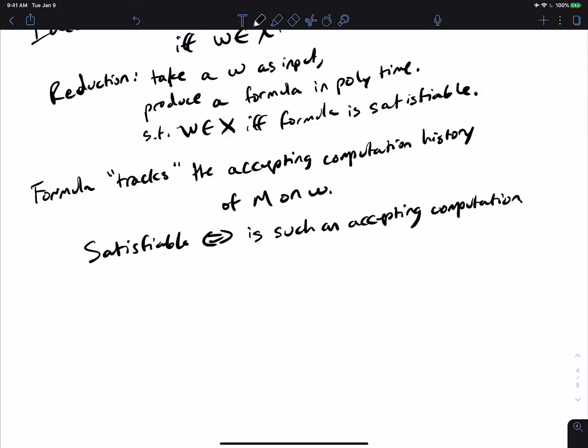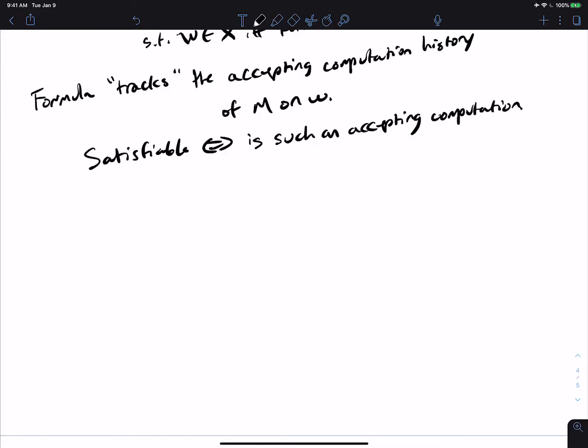Okay, so that's the basic idea. And the formula involves a whole load of variables and clauses. And so what are the clauses in this sense? Actually, before I get to the clauses, I should say what the variables are.